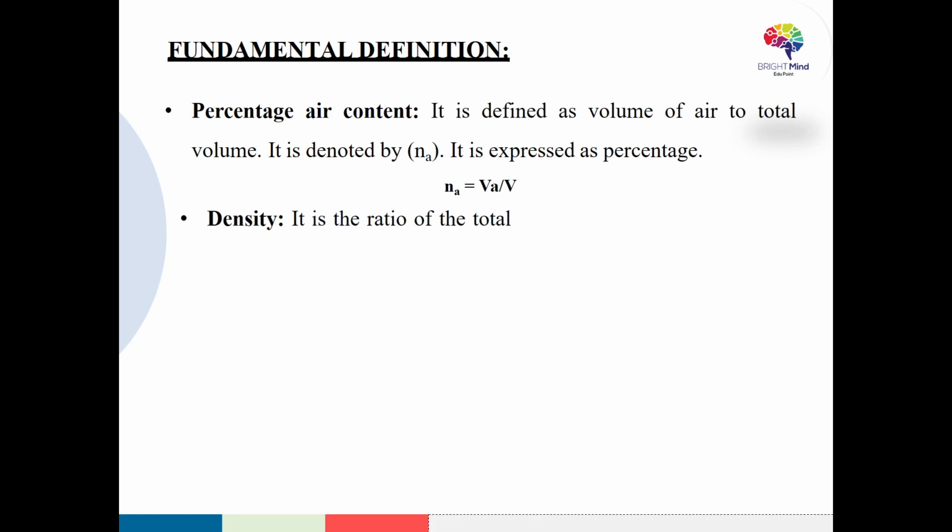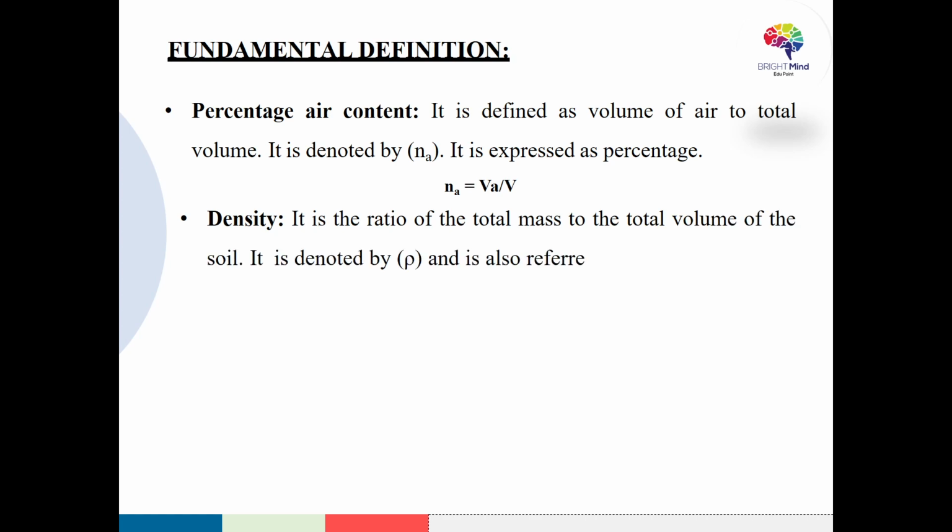Then comes the density. So basically density is the ratio of total mass of the soil to the total volume of the soil. It is denoted by rho, and it is also referred to as bulk density or mass density. So if someone asks what is the difference between bulk density and density, they both are the same thing.